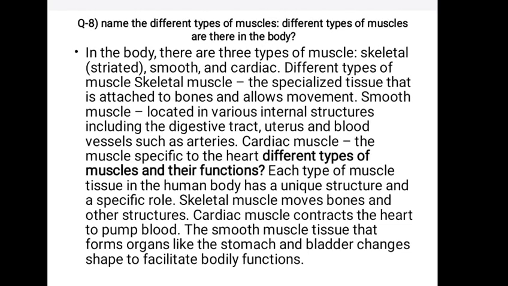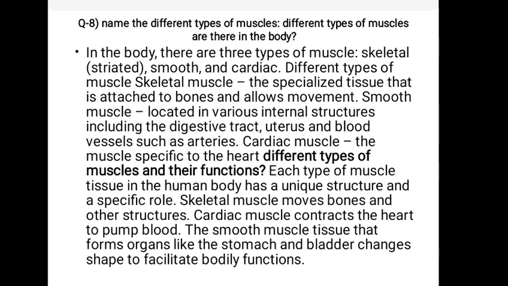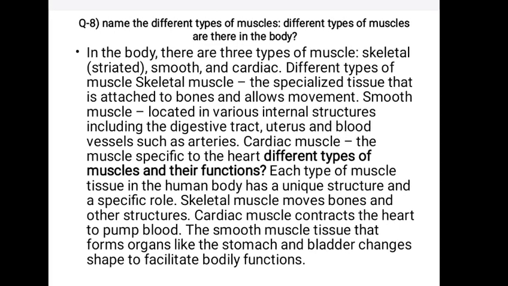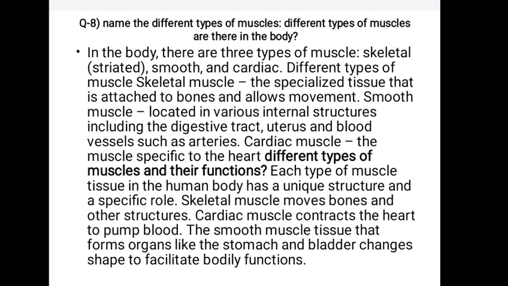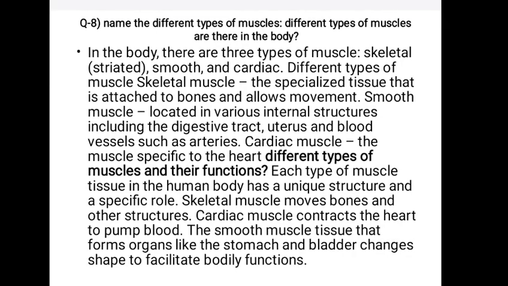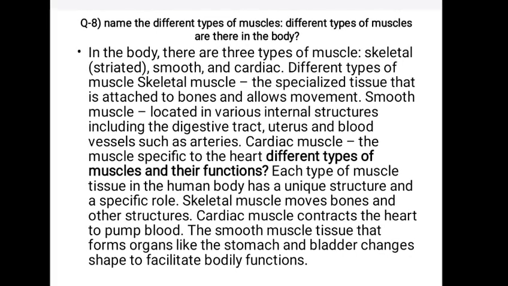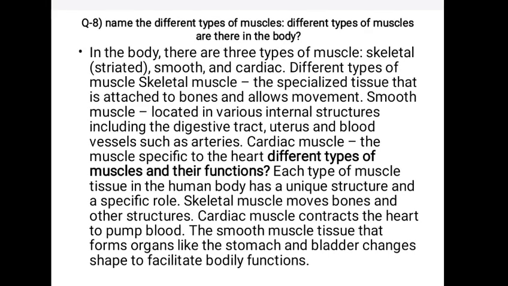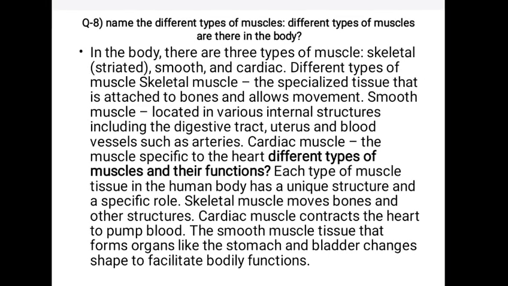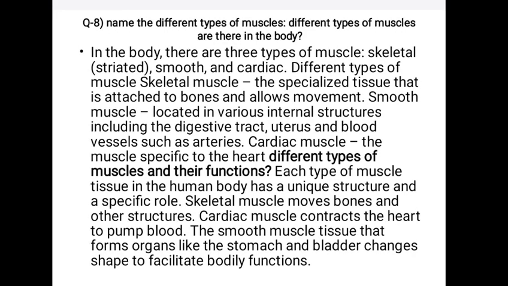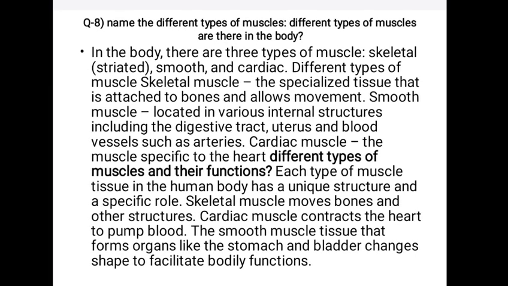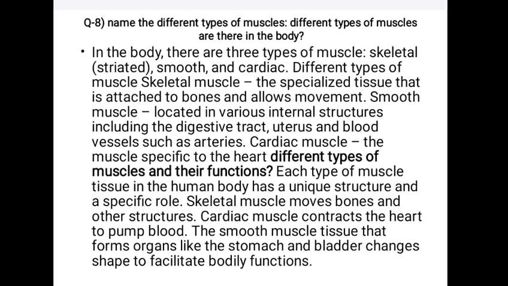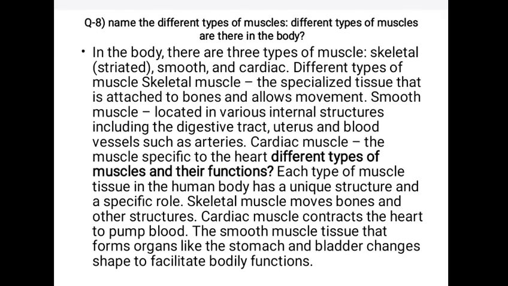Smooth muscles are located in various internal structures including the digestive tract, uterus, and blood vessels such as arteries. Cardiac muscle. The cardiac muscle is specific to the heart. Different types of muscles have different functions.